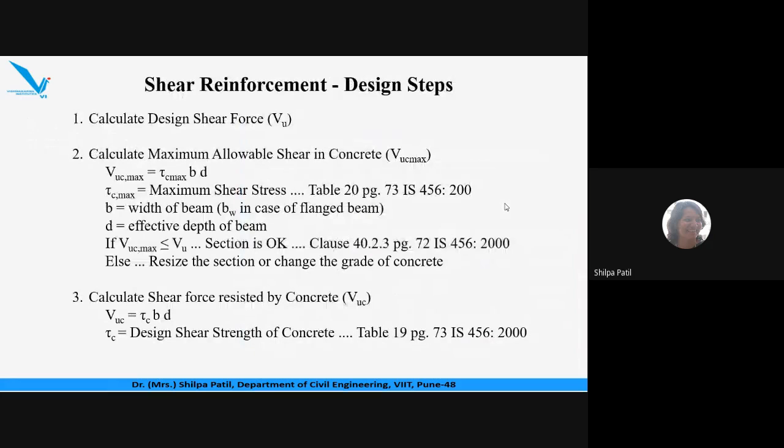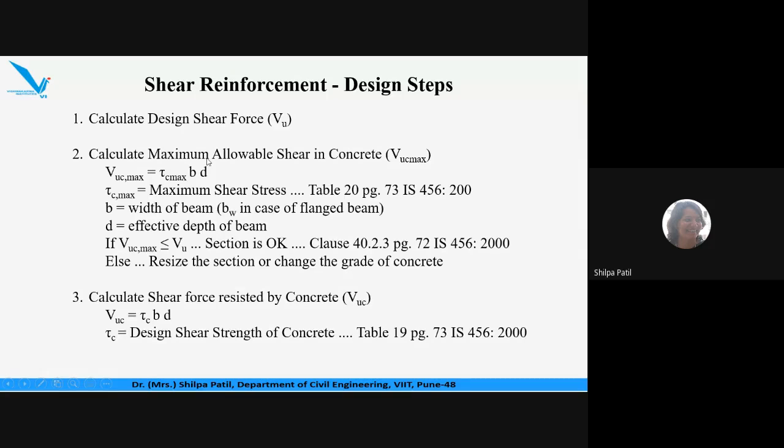We will discuss all these design steps today, and then we will form problems based on the same in the next lecture. The first step is to calculate the design shear force. How to calculate the load because of which the design force will be there on the beam, we have discussed in the morning lecture. So the first step is to calculate the design shear force, which is denoted by Vu.